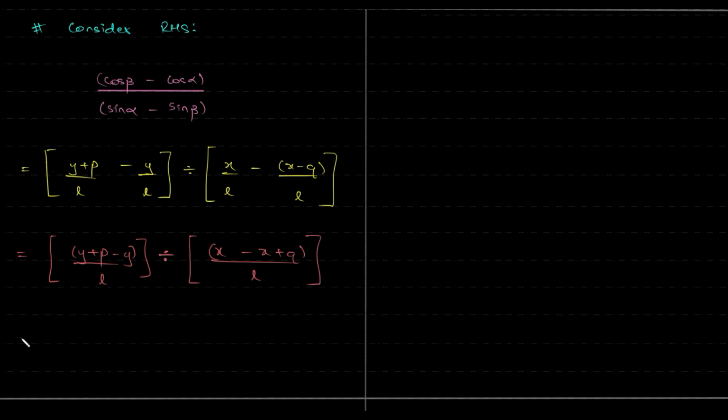And now y minus y is 0, and p by L getting divided with x and x and y getting cancelled, q by L. Okay, and this is equal to p by L into L by q, and this is nothing but your p by q, which is equal to your LHS, hence proved.